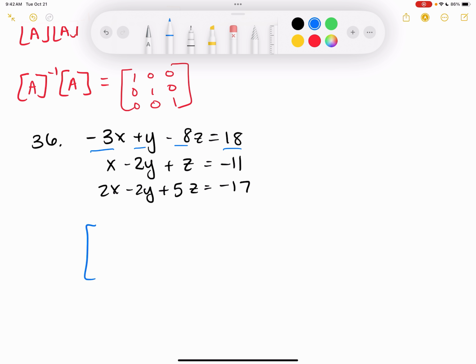So negative 3, 1, negative 8, 18, 1, negative 2, 1, negative 11, 2, negative 2, 5, negative 17. Now, normally we put a little line here that will not show on your calculator. That's just for reference for you. This is my X column, Y column, Z column, and answer column.